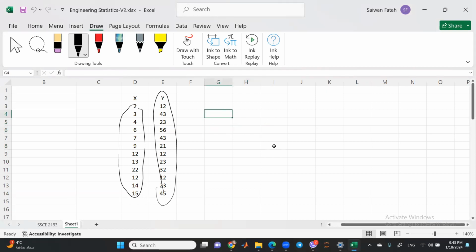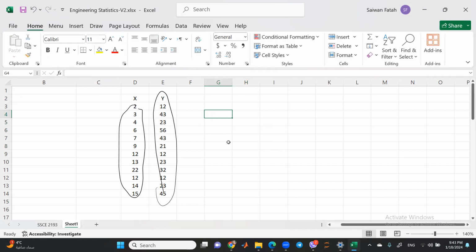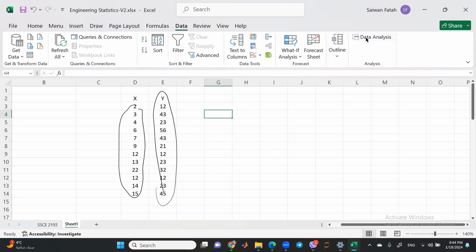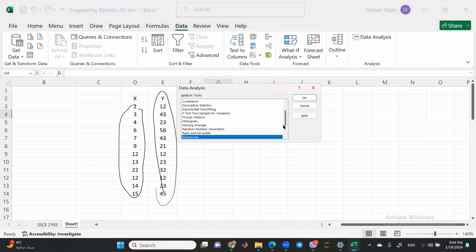Anywhere you could click. What we do is go to Data. Look in the toolbar above, we have Data here. Click on it, and then go to Data Analysis in the rightmost icon. Click on it. Once we click on Data Analysis, we get this sheet. Scroll down, and here we have Regression.